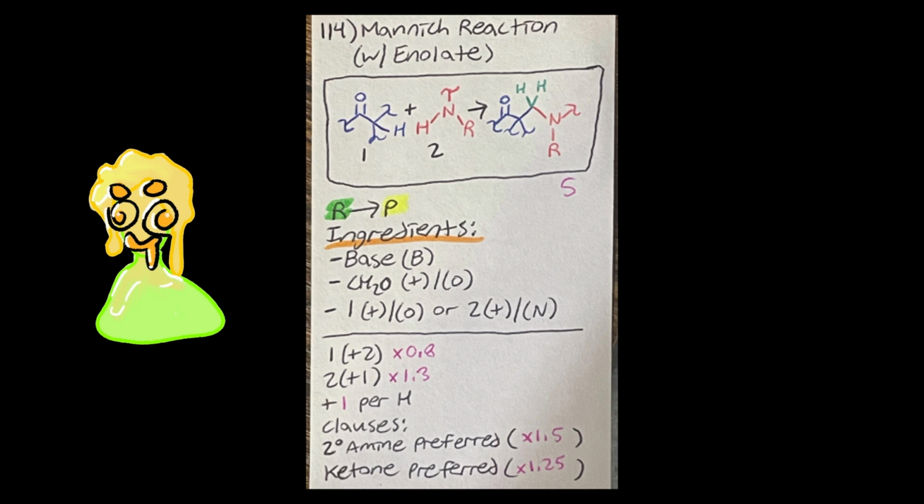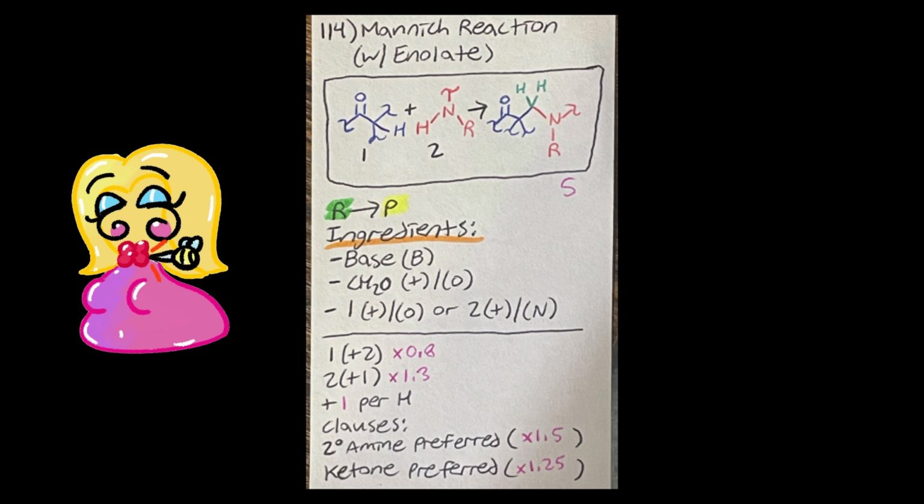Underneath the R arrow P, you will find the ingredients list. What is an ingredient? It is any other chemical component that is required to carry out the reaction. Why do I call them ingredients? I don't know. I just thought it was a cutesy name to give it.